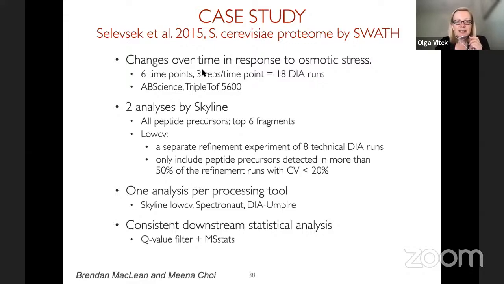This was yeast samples exposed to osmotic stress, where the yeast is progressively starved. There were 6 time points, 3 biological replicates per time point, so 18 DIA runs. And there were 2 analyses done by Skyline. The first one was a traditional analysis, where for each precursor we select the top 6 fragments and keep everything. What is interesting in this data set, and that's why we like to use it for teaching also, is that the authors also did something else.